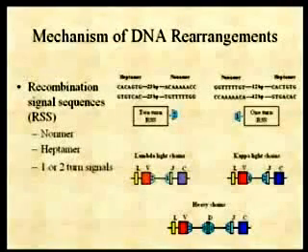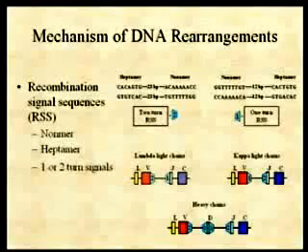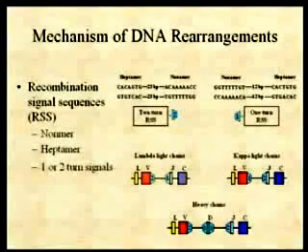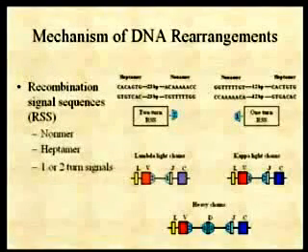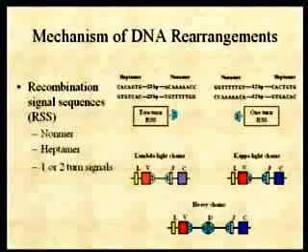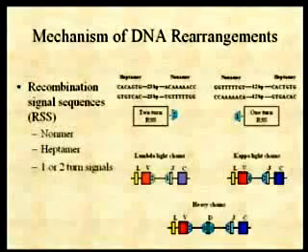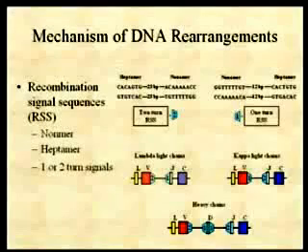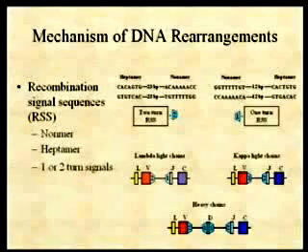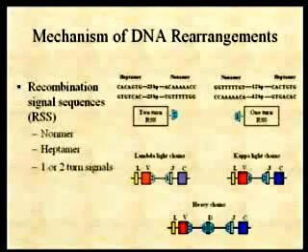On each side of D, there's one-turn signals. Upstream of J, you have a two-turn signal. This ensures that you always take a V, a D, and a J. You can never go V to J. You can't go V to C. You can't go D to C. You've always got to go V, D, J.